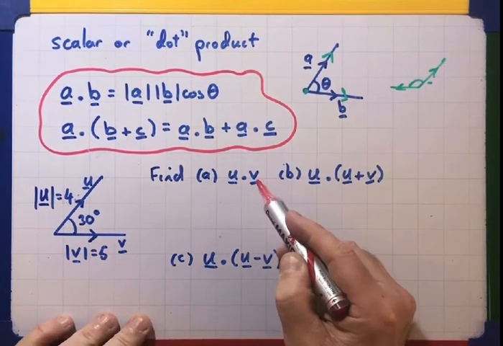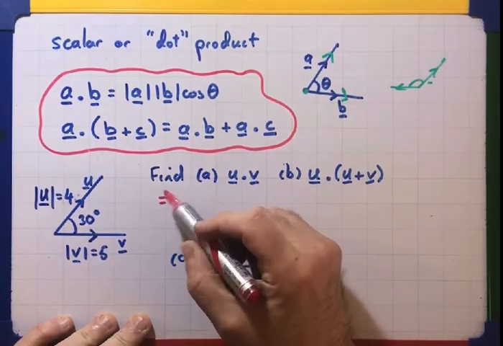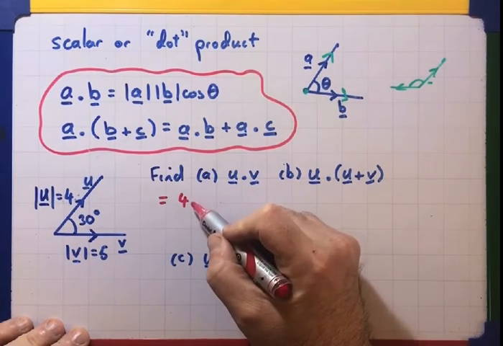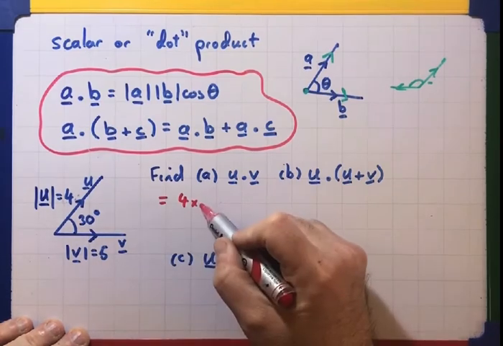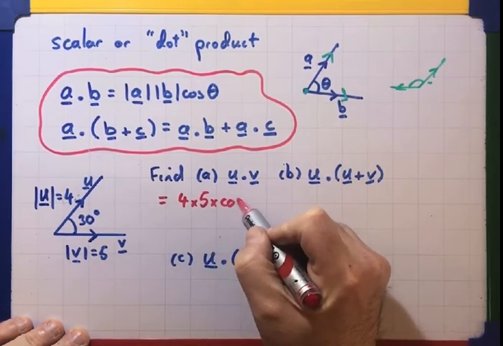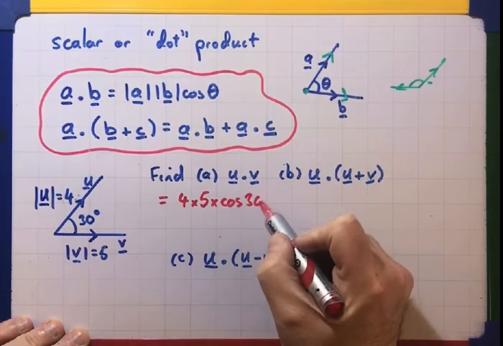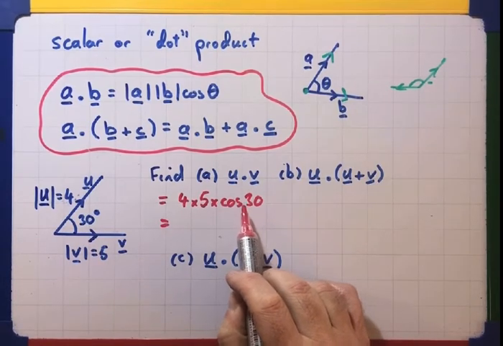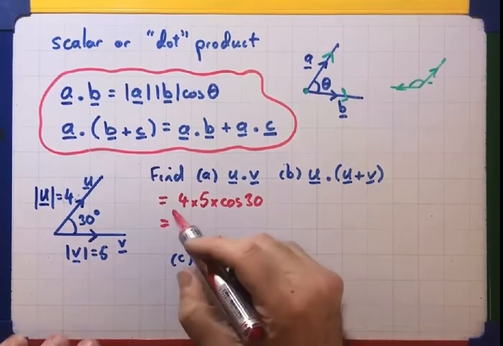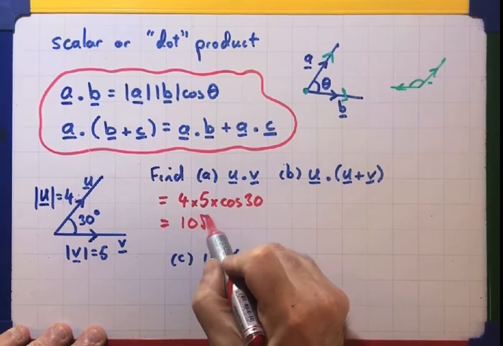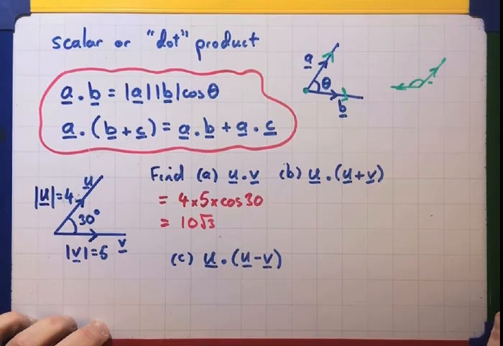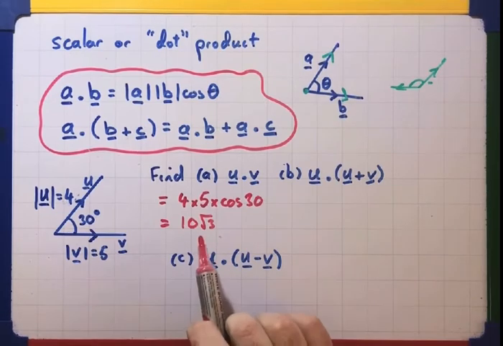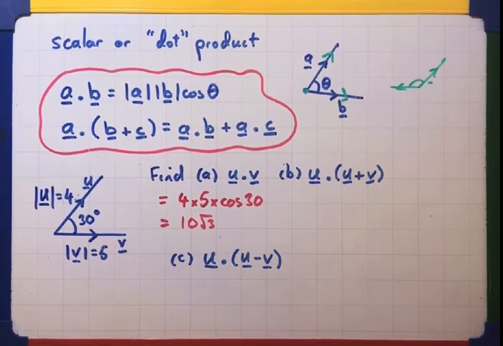So if I wanted u dot v, remember what we said, that is just the magnitude of u, which is 4, we're told that, times the magnitude of v, which is 5, times the cosine of the angle between them, which is 30. Remember, cos 30 is root 3 over 2. So that's 20 times root 3 over 2, which is 10 root 3. So the dot product there would be 10 root 3. You're as well leaving it as an exact value rather than a decimal equivalent.